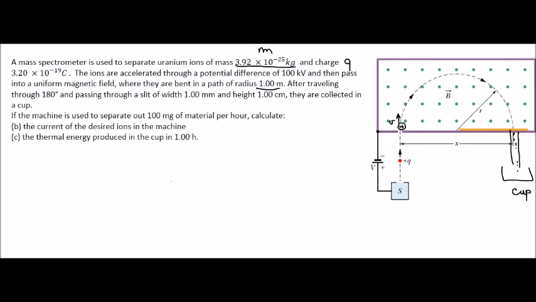So the second part states that if the machine is used to separate out 100 milligram of material, so we don't separate just one ion, we separate a lot of ions. The mass of these ions is 100 milligram per hour. Okay, so each hour we separate 100 milligram of uranium ions. What is to be calculated? The current of the desired ion in the machine.